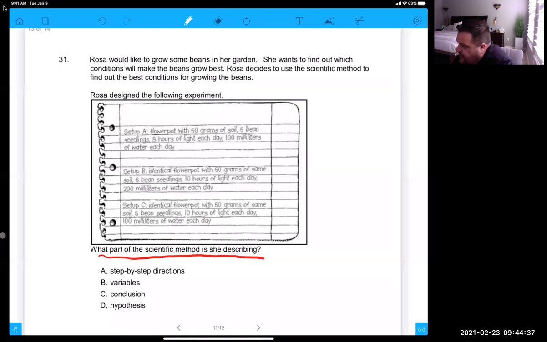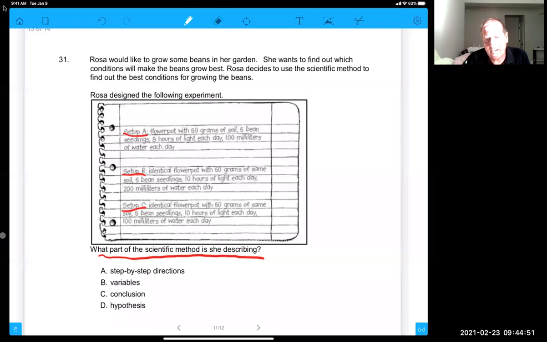Rosa would like to grow some beans in her garden. She wants to find out which conditions will make the beans grow best. She decides to use the scientific method to find out the best condition for growing the beans. Rosa designed the following experiment. So she did different setups. Yeah, she set up the experiment there.